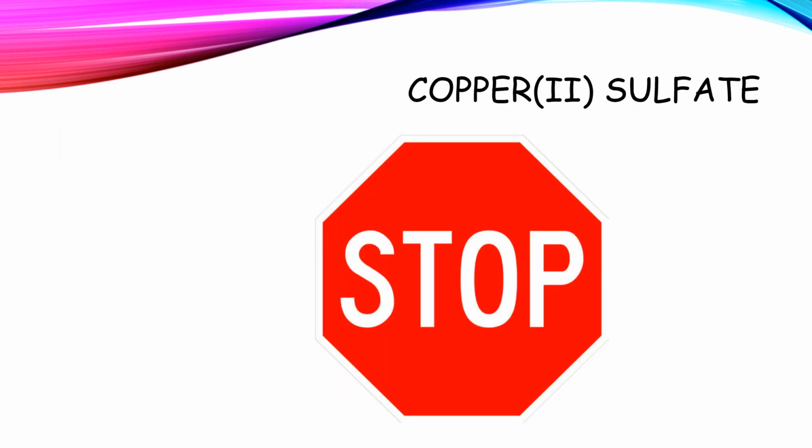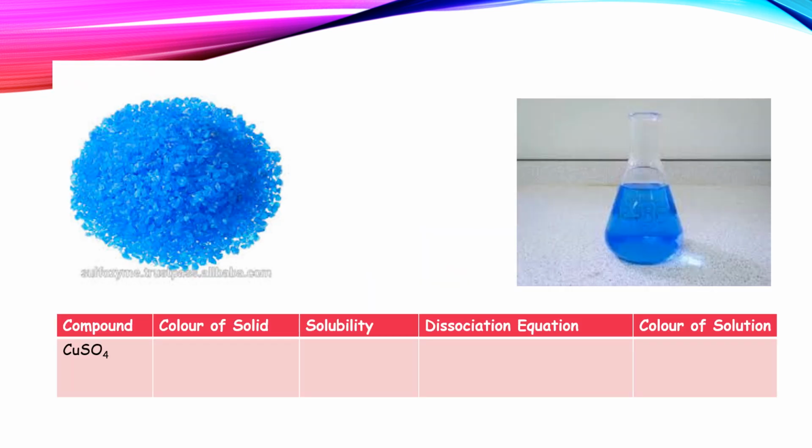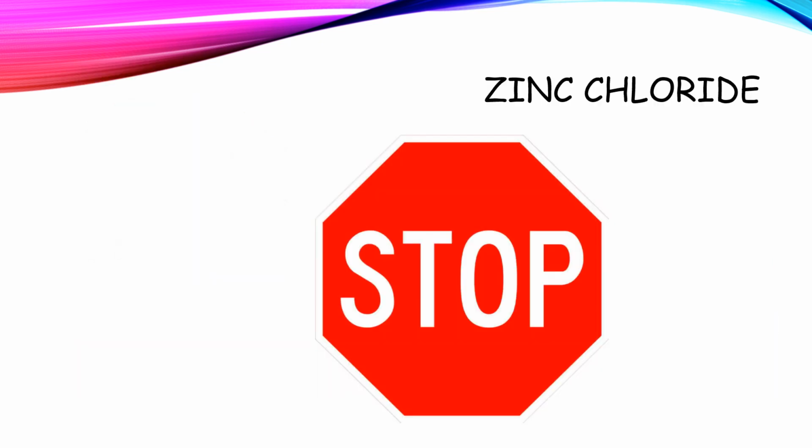Our next example is copper 2 sulfate. Stop the video and complete the table. So copper 2 sulfate is a blue solid. It's soluble in water, so it dissociates to give copper ions and sulfate ions, and it gives a blue solution.